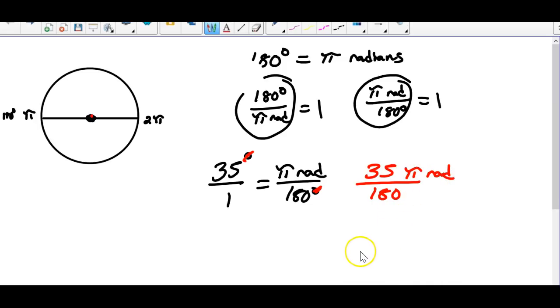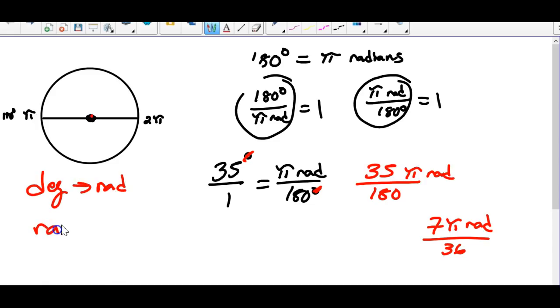And I know these both can be divided by 5. So let's see, this would be 7 pi over the radian here. If this were divided by 10, it'd be 18, but it's being divided by something half as much, so that would be 36. So 7 pi over 36 radians is what we're dealing with there. So these last two examples, we're going from degrees to radians. But we can also go from radians to degrees.